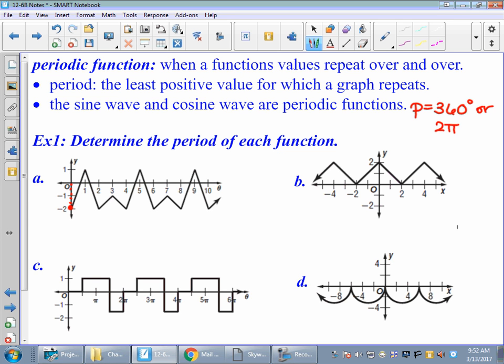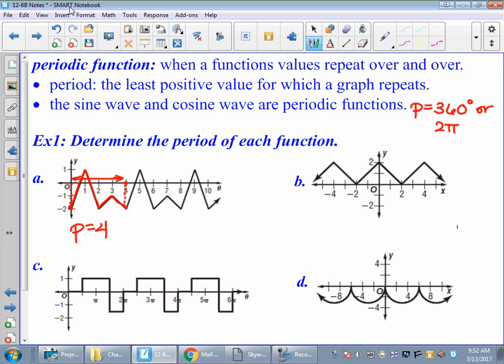As I trace my graph, it goes up to 1, goes back down to -2, goes up to -1, and goes back down to -2. That's one period of this function. If I were to trace again, I'd already gone up to 1, so that would be a repeat. So if you look at the distance traveled horizontally between 0 and 4, the period of this function would be 4 units. Now you don't have to start at 0.